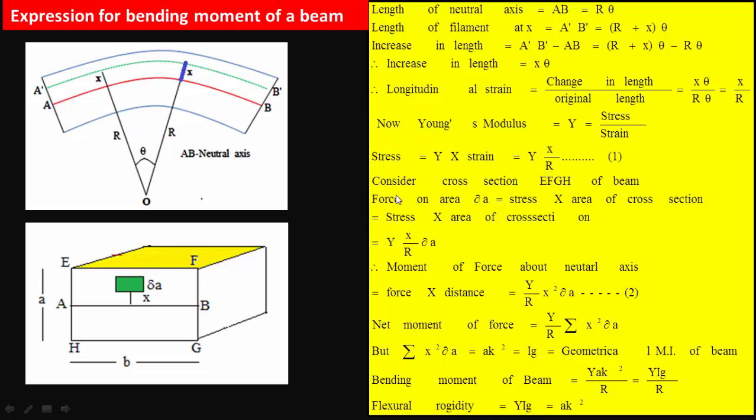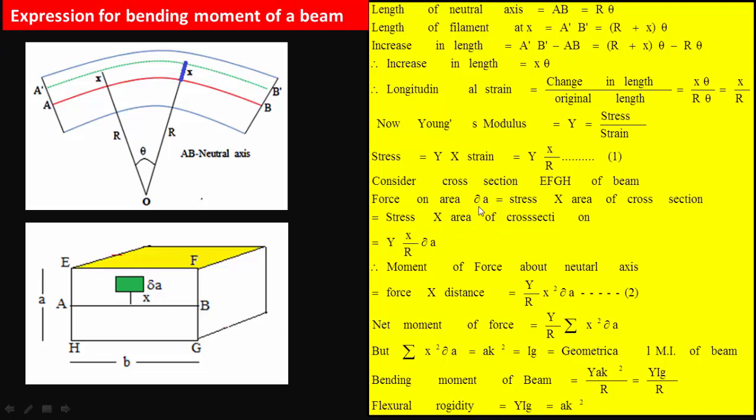Now we try to find out the expression for stress. So consider a cross section EFGH of a beam as shown in this diagram. As we are considering a filament at a distance x of the bar, and this has a small area, suppose delta A. Therefore, the force which is acting on this area delta A is equal to stress into area of cross section.